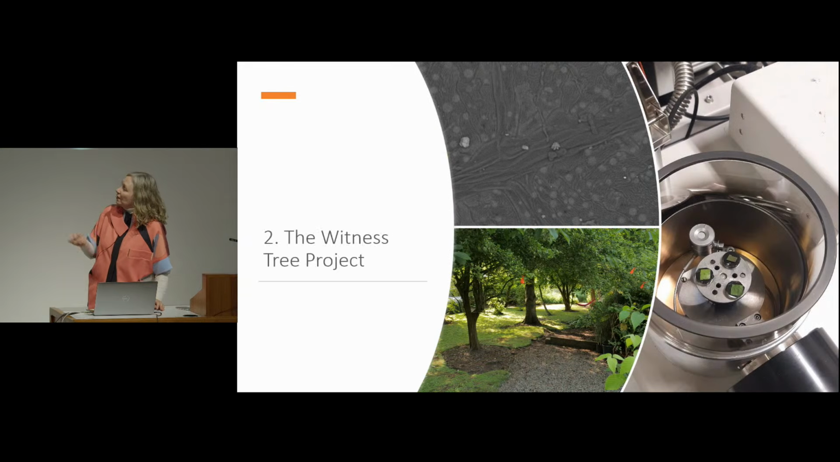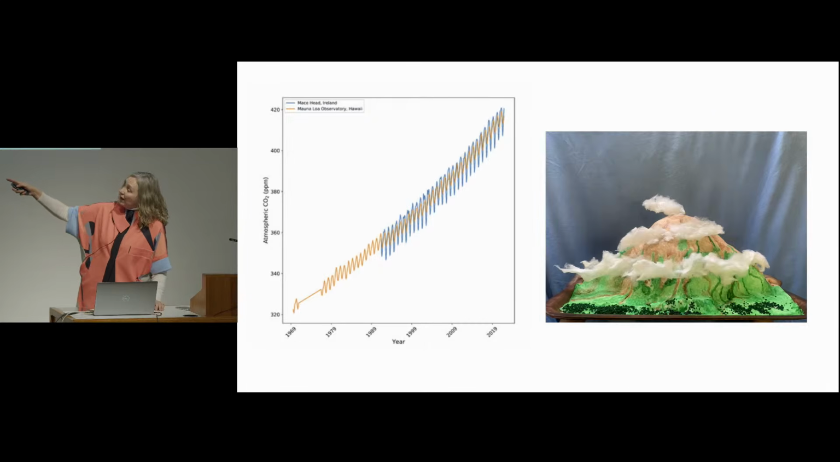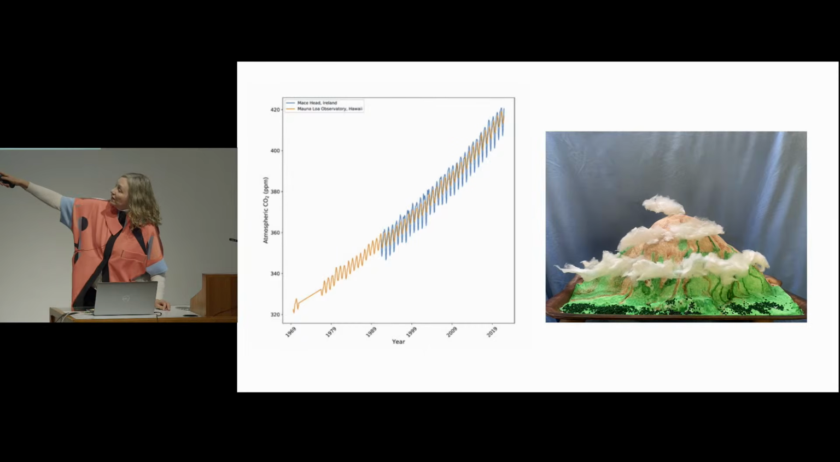So in Trinity, I set up this project called the Witness Tree Project. And what we're doing is we're trying to track how trees respond to increases in carbon dioxide. So the data set on the left is the most famous environmental data set in the world. It's Keeling, who started measuring carbon dioxide every day, every minute since the 1950s. And you can see there's a huge increase in carbon dioxide. The orange is from Mauna Loa, Hawaii, and blue is the record from the west of Ireland.